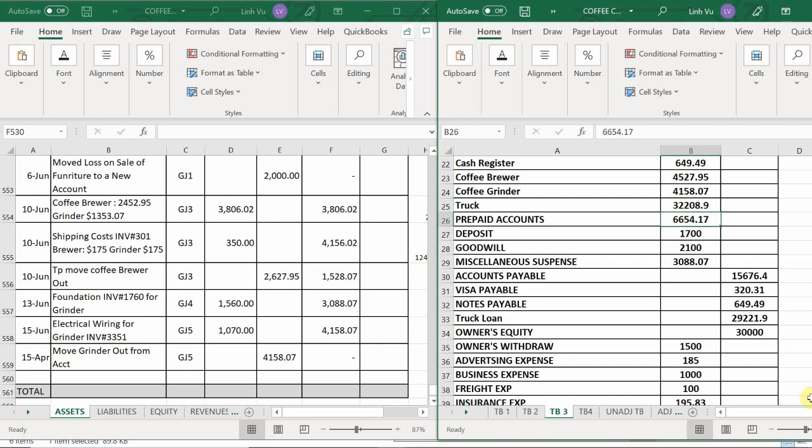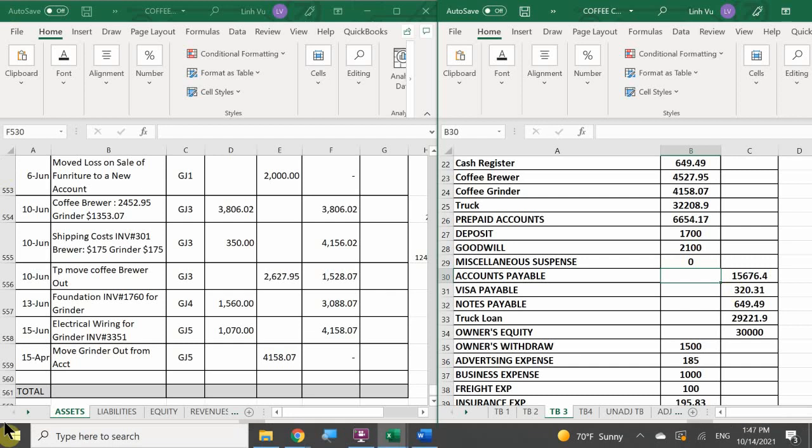Okay, there you go. Prepaid is 6654.17. So here we are. Goodwill. Miscellaneous expense is going to be 0, or you can delete it, or you can do whatever you want to this account. It doesn't really matter. I'm just going to leave it there. It doesn't affect me at all.